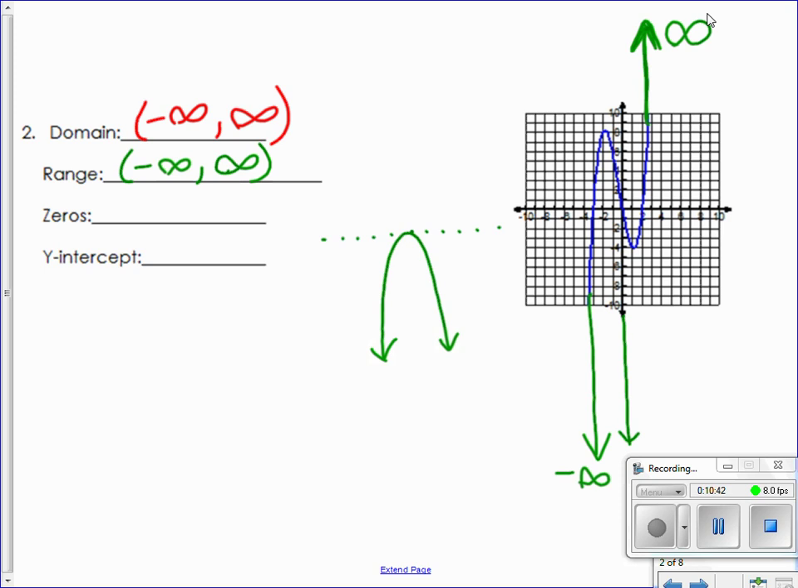So that graph is never going to cross. It's like a barrier. But this one doesn't have that. It's got an arrow going down, and it's got an arrow going up. So that means it's never going to stop going up and down.